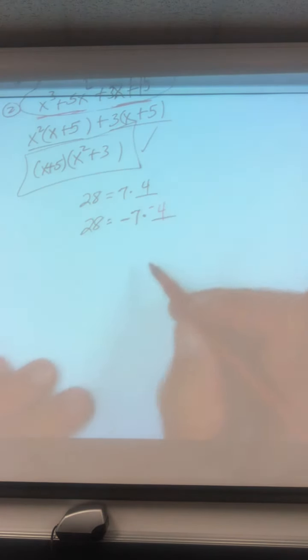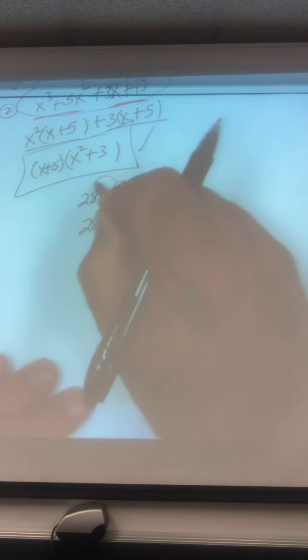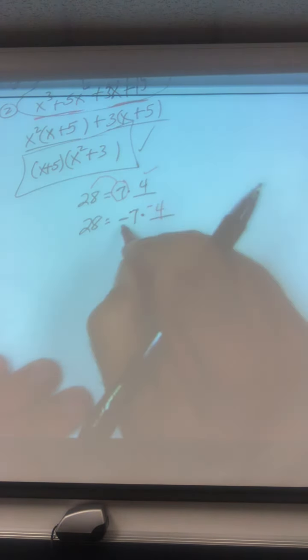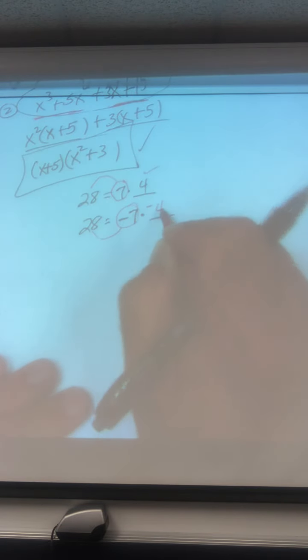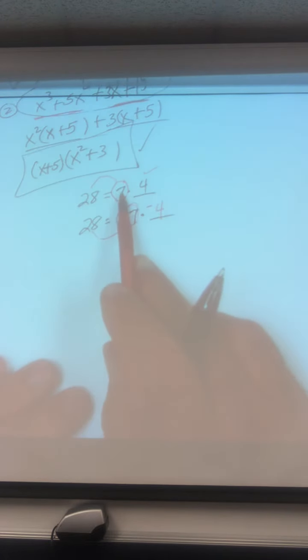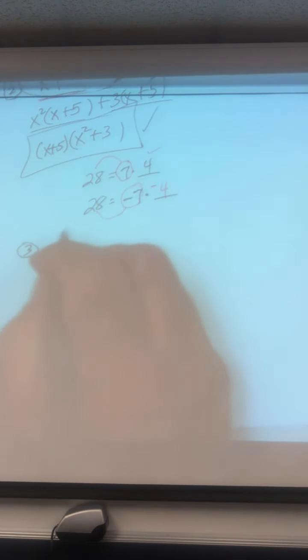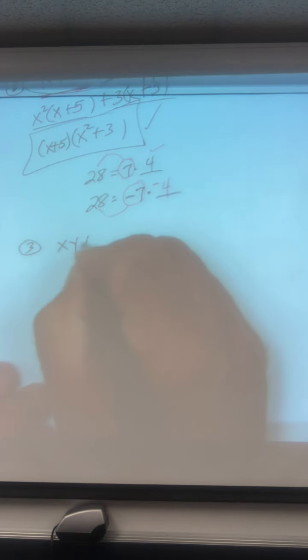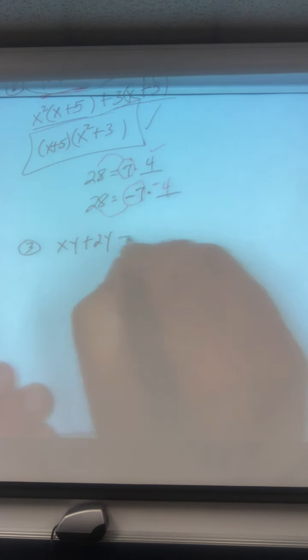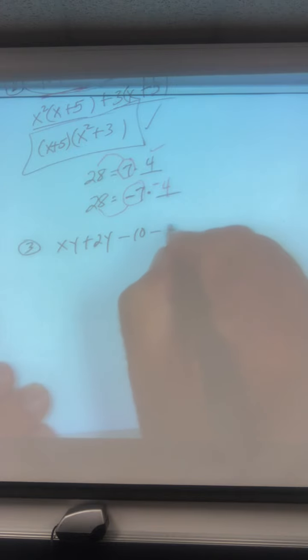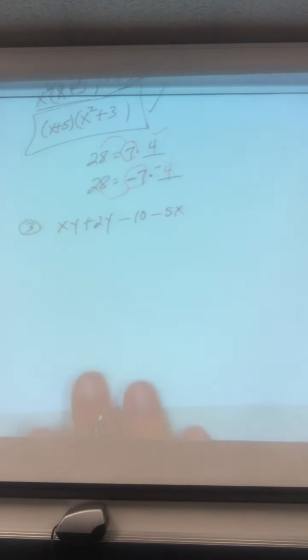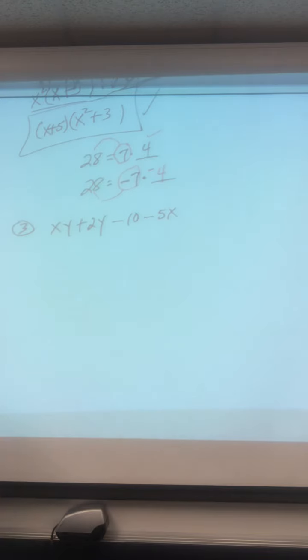So how does it change it? Up here, you're dividing 7 into 28, which is 4. But if it's negative, you're dividing negative 7 into 28, which is negative 4. So it makes a difference if what you're dividing by is positive or if you're dividing by negative. You'll see why I said that in this example. Example number 3. xy plus 2y minus 10 minus 5x. Factoring the polynomial.